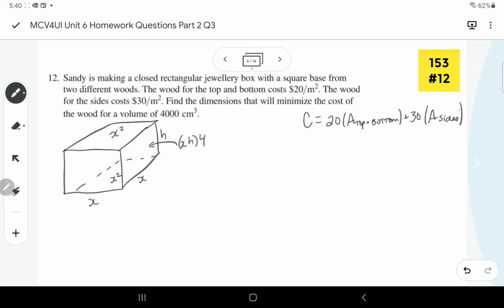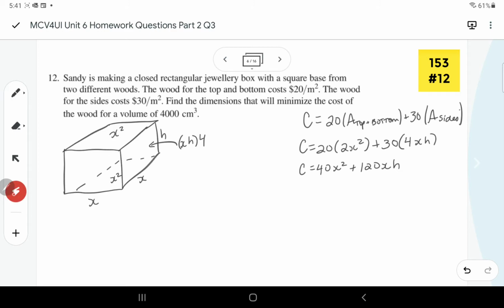So here we'd have $20 times the 2x squareds, one for the top and one for the bottom, plus $30 times 4 xh's. Like that. So I can simplify this a little bit. 40x squared plus 120xh.